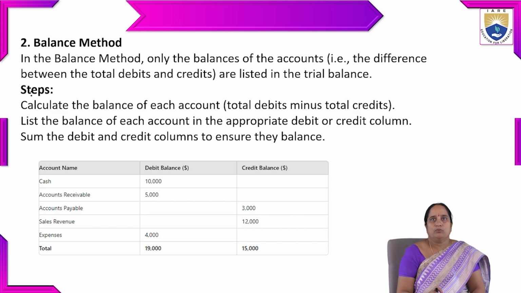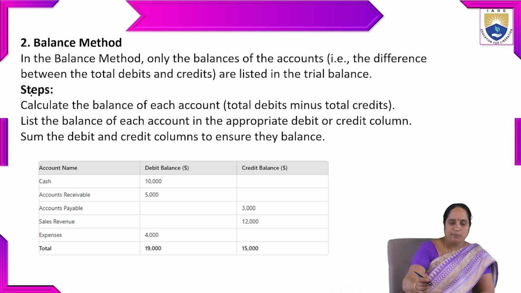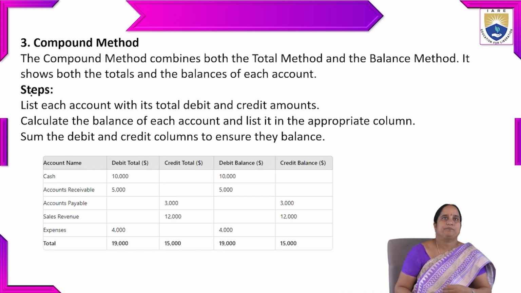In the balance method, only the balances of the accounts, which means the difference between the total debits and credits, are listed in the trial balance. The steps involved in this method are, first of all, we have to calculate the balance of each account, total debits minus total credits, and list the balance of each account in the appropriate debit or credit column. Then sum the debit and credit columns to ensure their balance. The same example is also shown here, and that should be maintained separately.